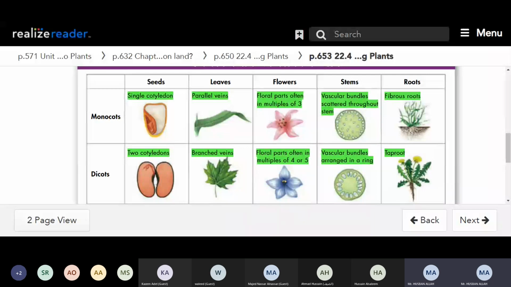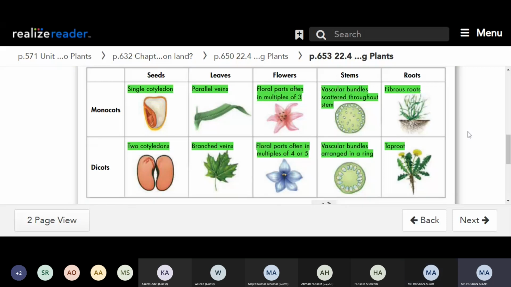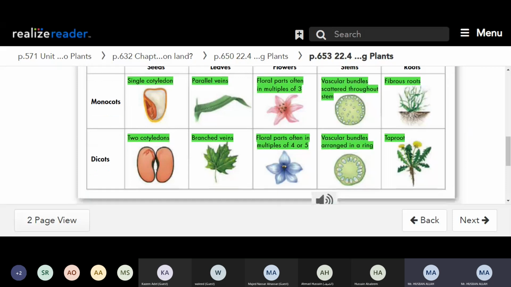Next point, we have roots. If you look at the roots of the monocot, it has fibrous roots. And the dicot has a taproot. You can see an example of the taproot and of the fibrous root. Is it clear? If you have any type of doubt or any question, you can ask.